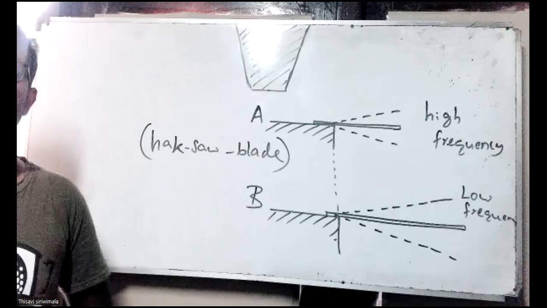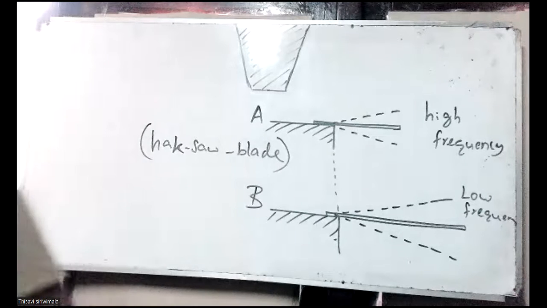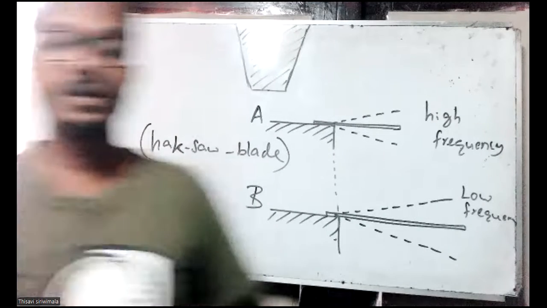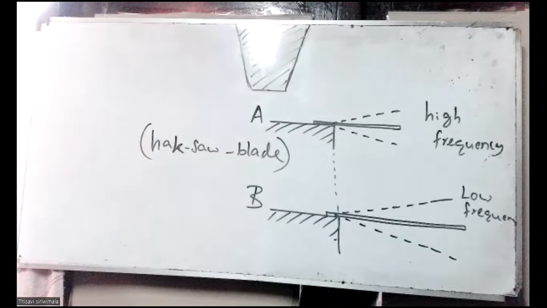We can see the shorter one will produce a wave with high frequency, and the longer one with less frequency.